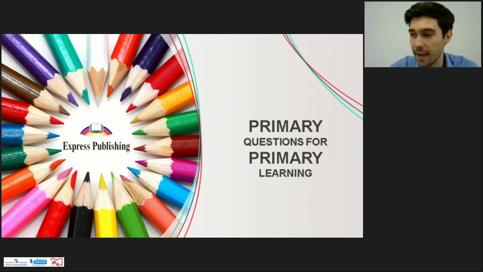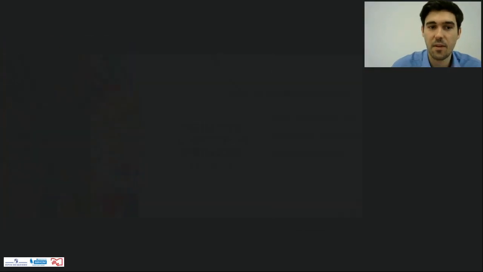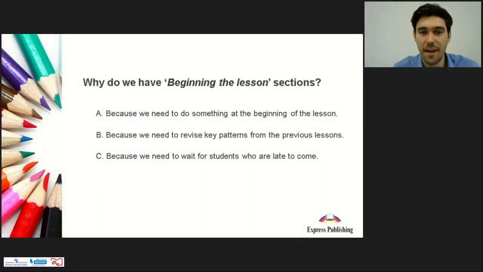Some of the main things that we need to consider as primary teachers, and we'll also be looking at many of the methodologies that are used when teaching primary learners, and why they are important and necessary for us as teachers to help us develop our primary learners' English skills, even from the lowest levels. So let's begin.